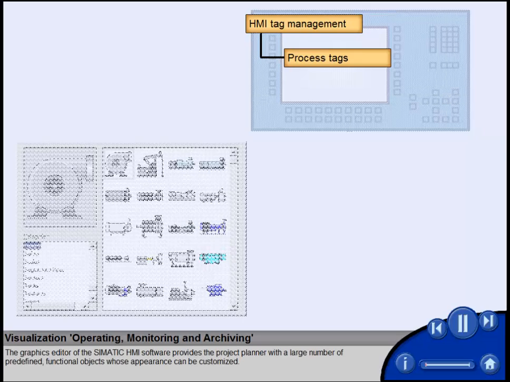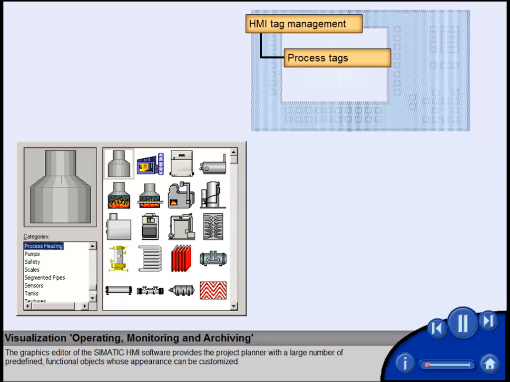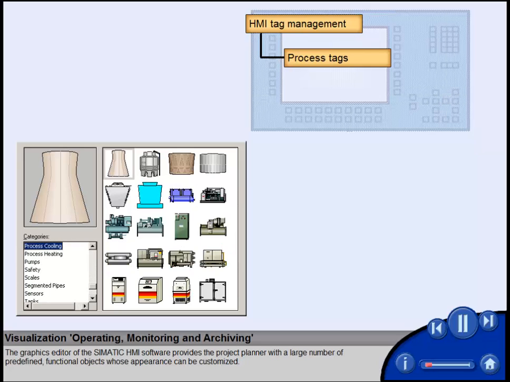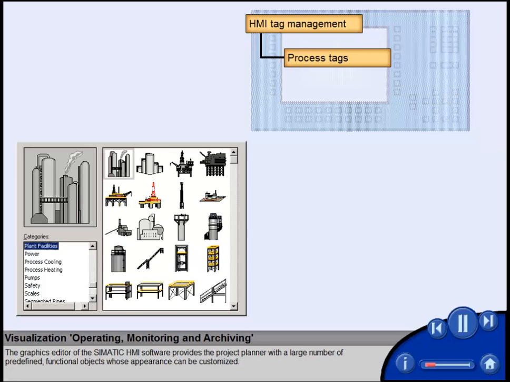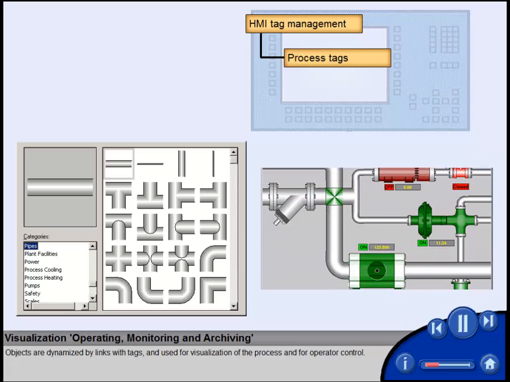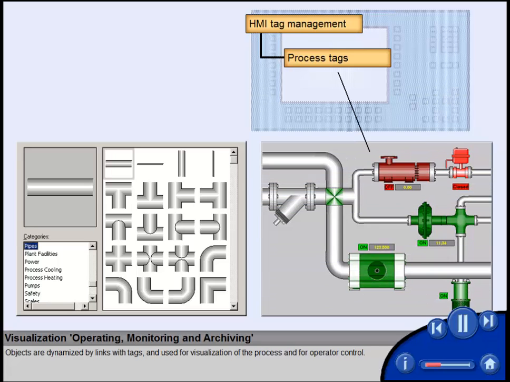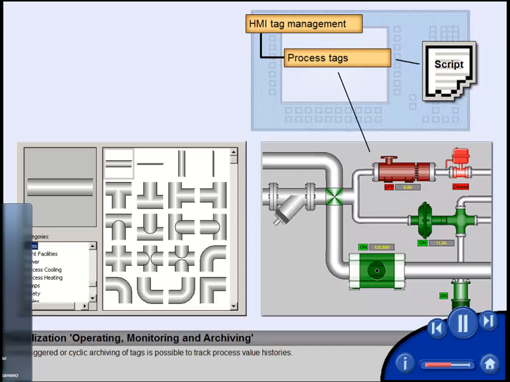The graphics editor of the Simatic HMI software provides the project planner with a large number of predefined functional objects whose appearance can be customized. Objects are dynamized by links with tags and used for visualization of the process and for operator control. The tags can also be pre-processed in scripts. For instance, logical combinations and arithmetic calculations can be performed.